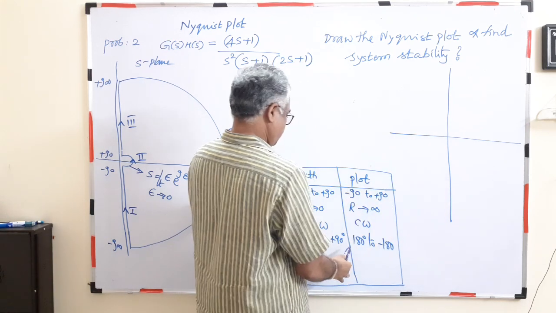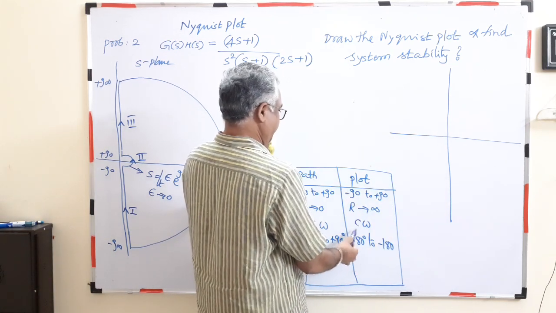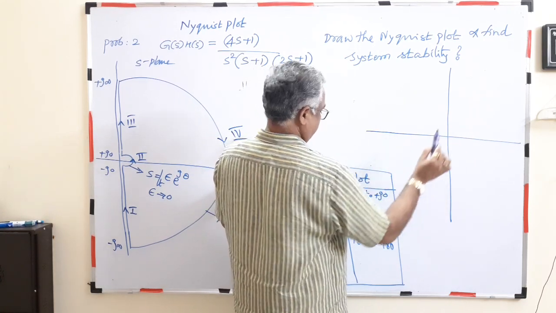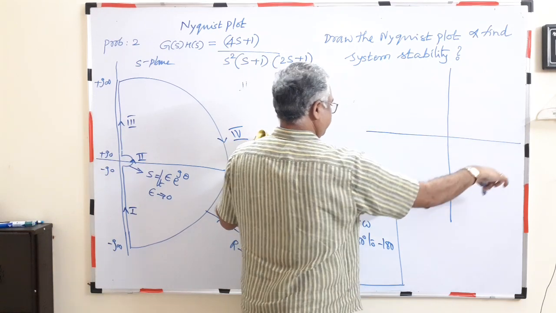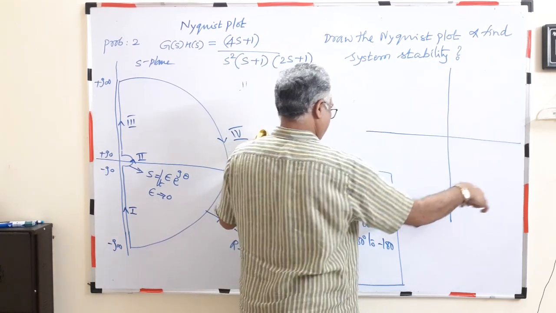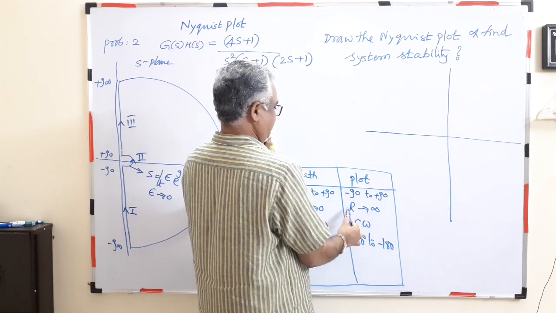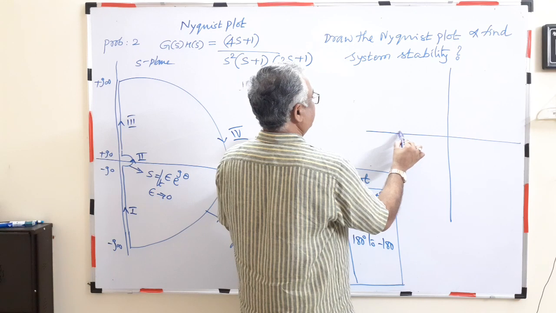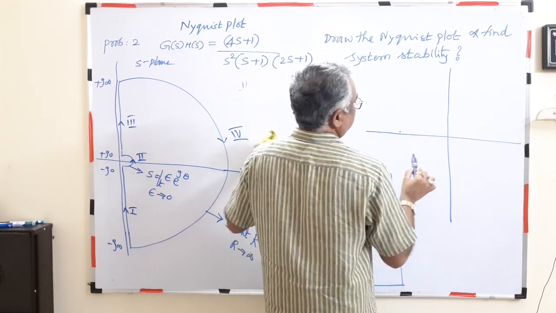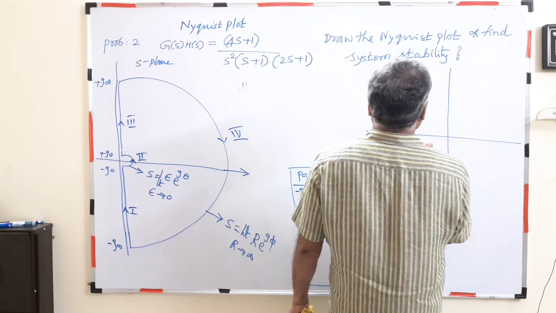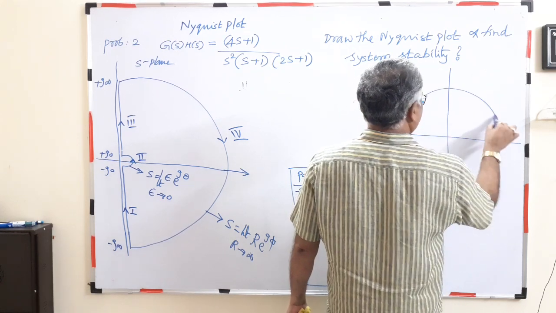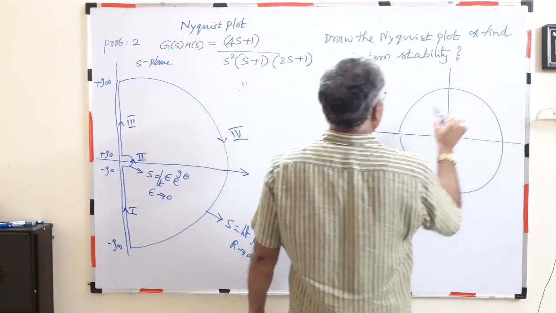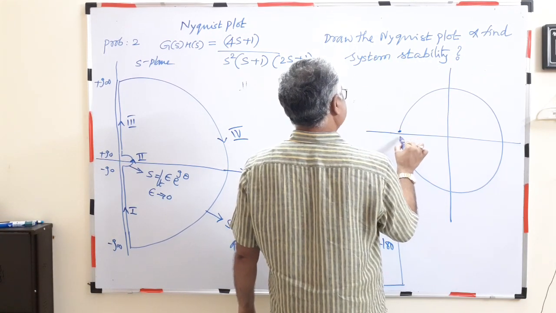It should start at 180 degrees. Plus or minus 180 will be on this line. That is on this line, rotating clockwise. Circle radius infinite. So if I start here, it should go around and again come back like this. So this is the starting point, this is the ending point.